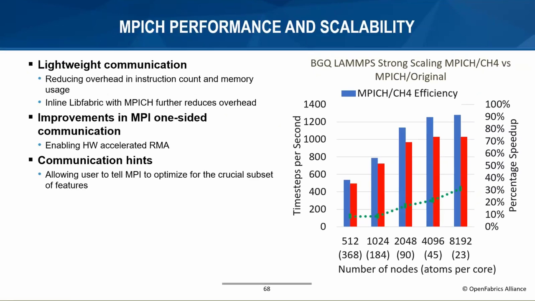If you look at the figures on the right, this is some early data from when we ran CH4 on the BG2 machines that we had at Argonne. This is using LAMMPS, and you can see that CH4 has a significant performance improvement over the red part here, which is MPICH with the CH3 device. Next slide, please.